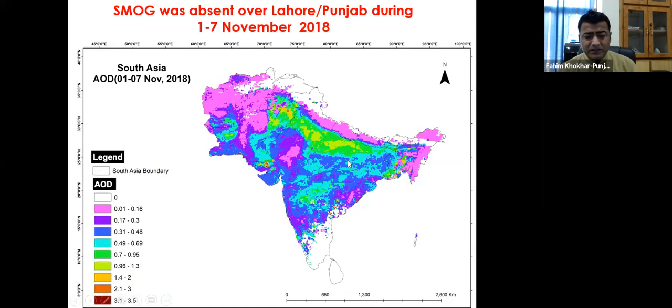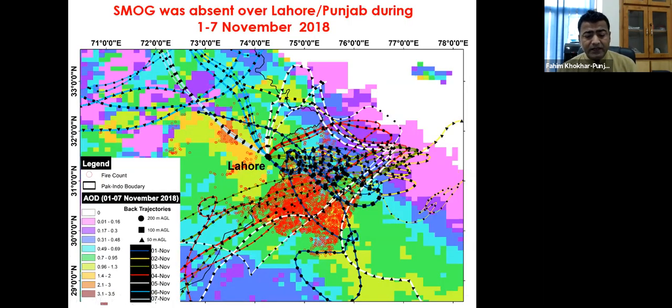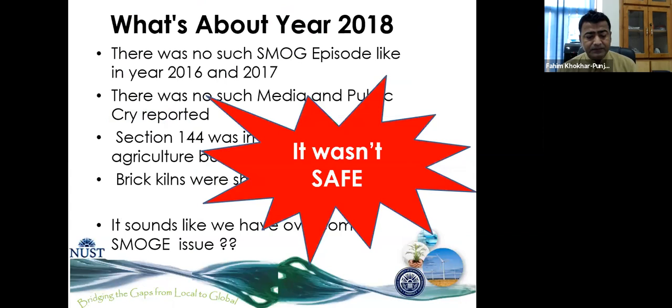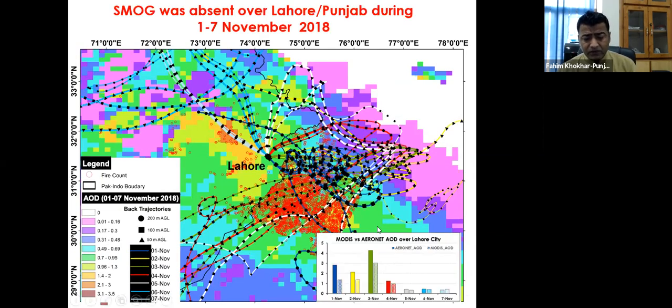We look at the aerosol load as well. It was comparatively lesser, but still some aerosols were there. But when we look at the data, it wasn't safe either. I show you something. So you see here, again, we run the trajectories for 2018. A similar pattern was observed in aerosol loading. Whenever the trajectories were coming from the Indian side, we have a very substantial amount of aerosol load. And when they were coming from inland, we have a substantial reduction in the aerosol load as well.